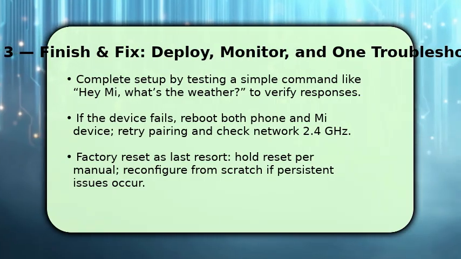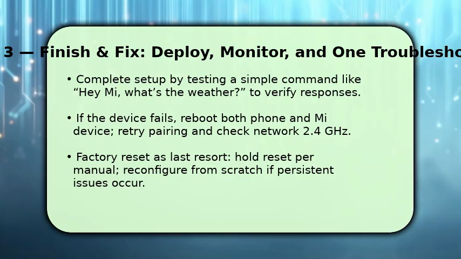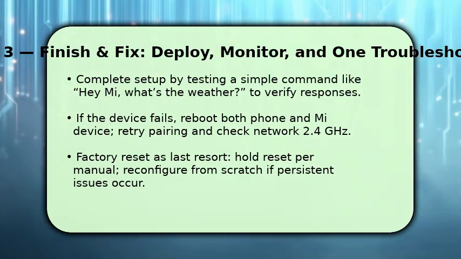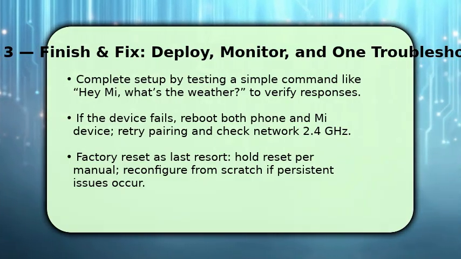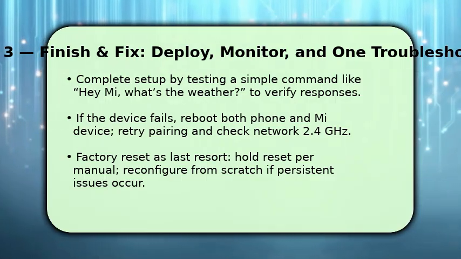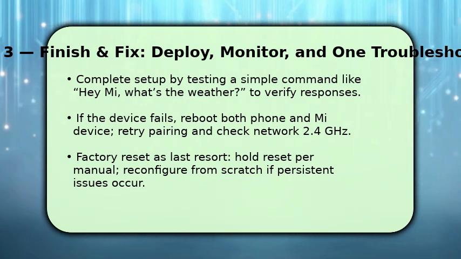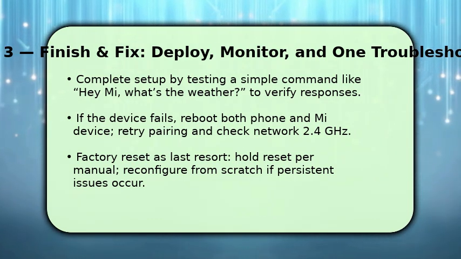If nothing happens, reboot your phone and the My device, then reattempt pairing. Make sure the router is on 2.4 GHz and not using AP isolation. If problems persist, perform a factory reset per the manual and repeat setup. One key troubleshooting tip: always reboot first. It resolves most intermittent connection issues.